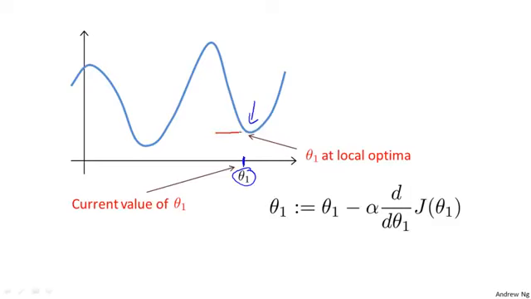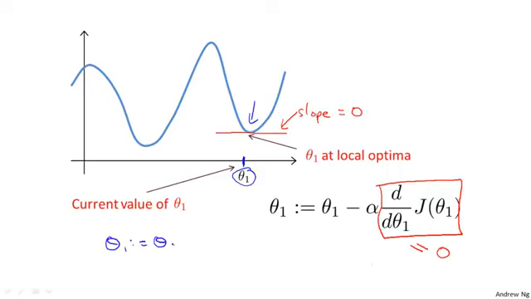So let's look at that slope, right? It's that tangent point. So the slope of this line will be equal to 0, and thus this derivative term is equal to 0. And so in your gradient descent update, you have theta 1 gets updated as theta 1 minus alpha times 0. And so what this means is that if you're already at the local optimum, it leaves theta 1 unchanged because theta 1 gets updated to theta 1. So if your parameter is already at a local minimum, one step of gradient descent does absolutely nothing. It doesn't change your parameter, which is what you want because it keeps your solution at the local optimum.